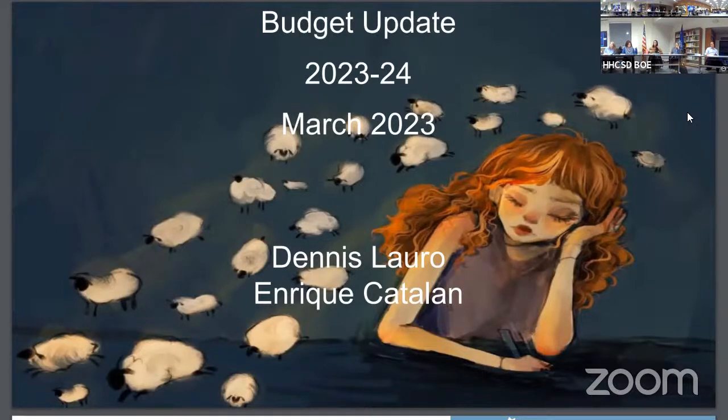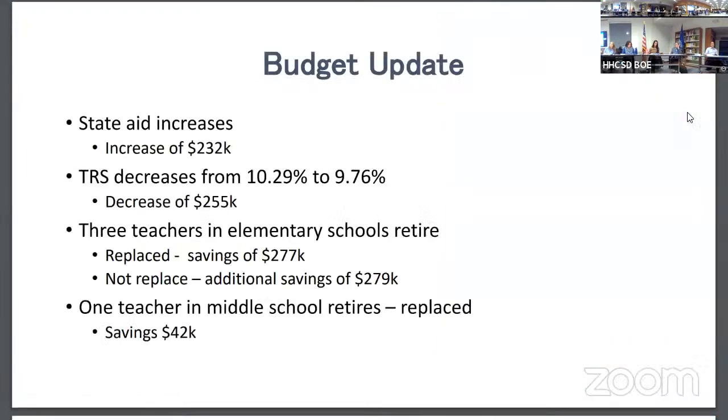Good evening, everyone. We have a budget update since our first meeting. So let's start with the good news. The good news is that the state aid increased $222,000 from the legislature to the governor's budget. The IRS originally told us that it was going to be between 9.5 and 10.29. It came out at 9.76. That's another decrease of $250,000. Then we have three elementary school teachers retiring. If those teachers get replaced, we're going to save $277,000.